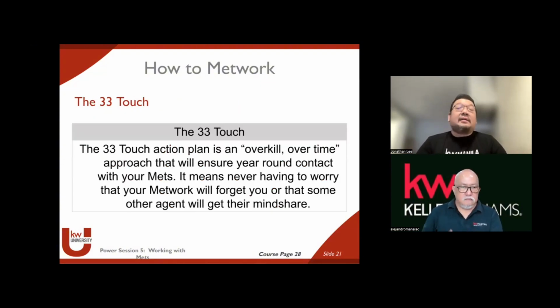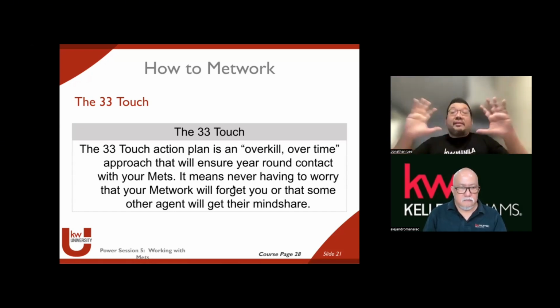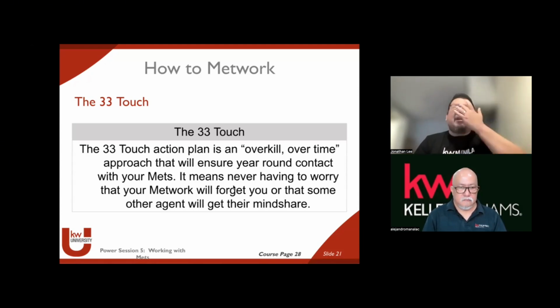Okay, 33 touches. 33 touches is an overkill, overtime approach that will ensure you will have year-round contact with that person with your mats. It means you never have to worry that your network will forget you or that some other agents will get their mind share. So the goal of a 33 touches plan is to maintain that relationship, maintain that connection with your database of the people that you have met, so that they will remember you, and when they're ready to pull the trigger, they will call you. That's really the goal, right?